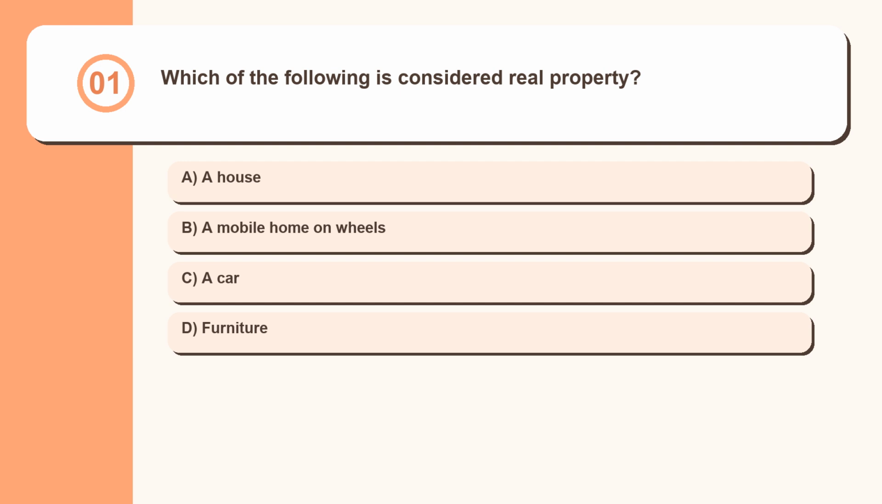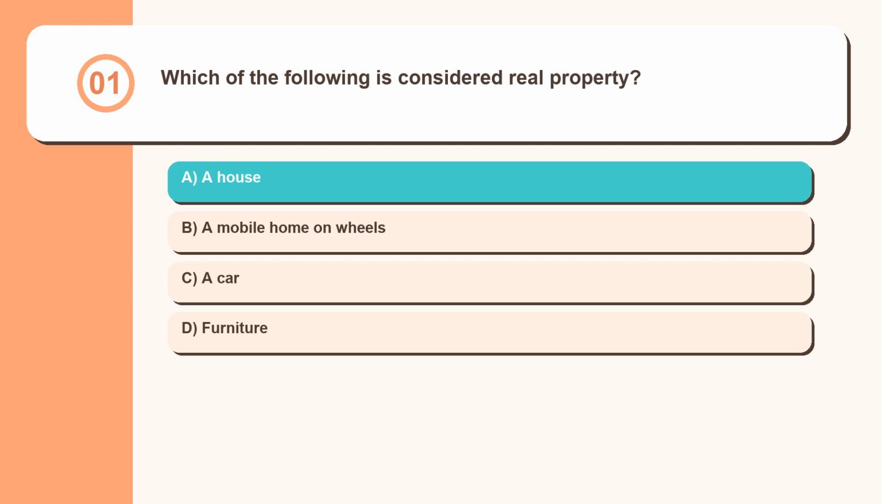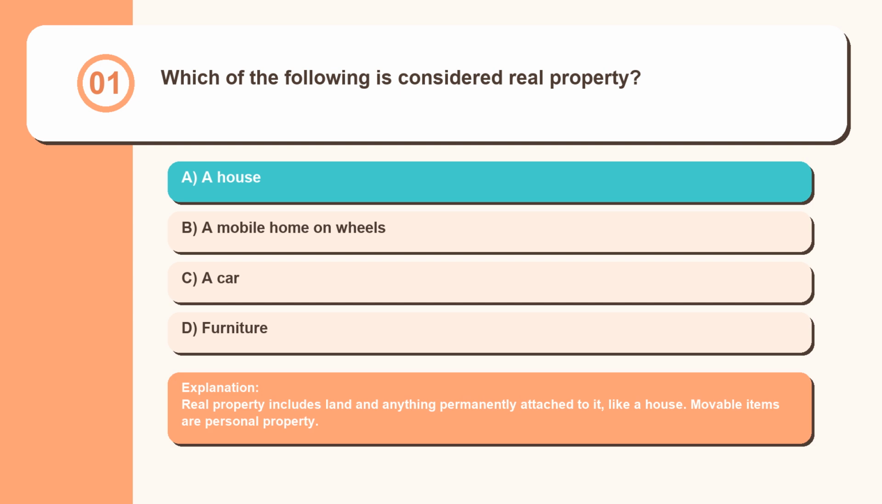Question 1. Which of the following is considered real property? A house, a mobile home on wheels, a car, furniture. Real property includes land and anything permanently attached to it, like a house. Movable items are personal property.